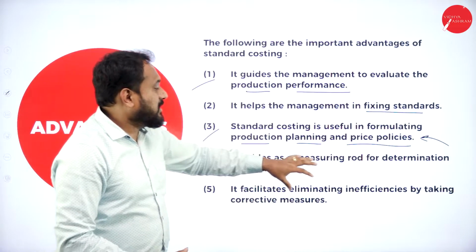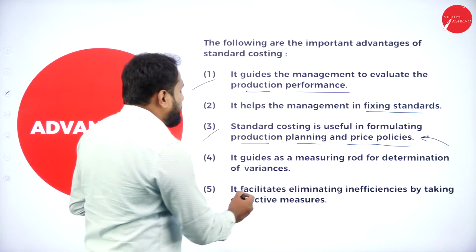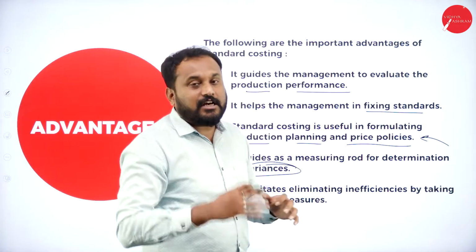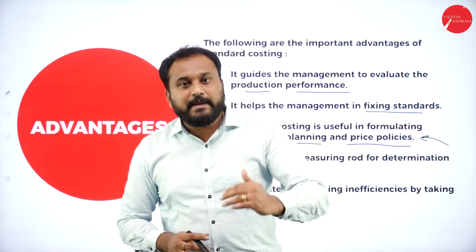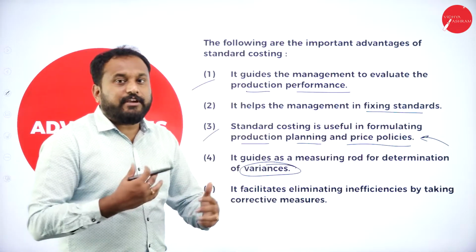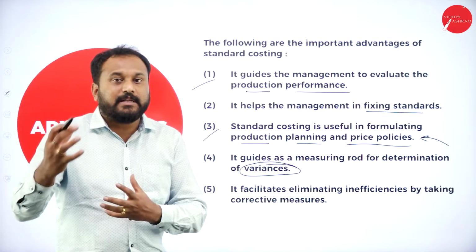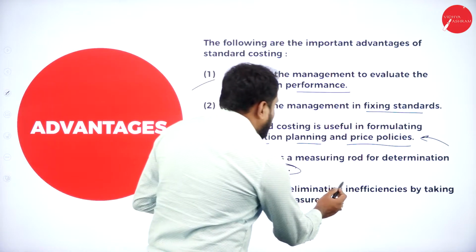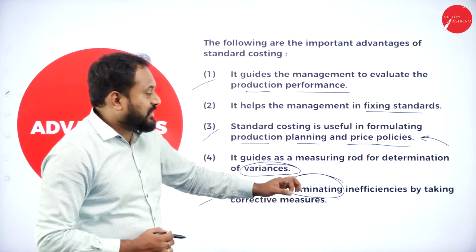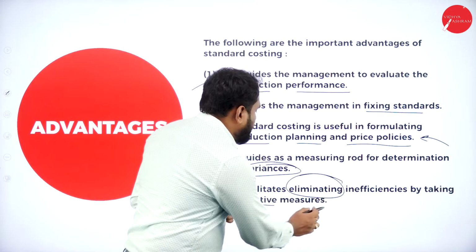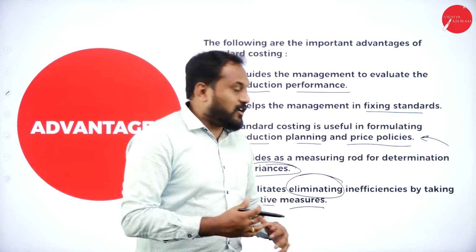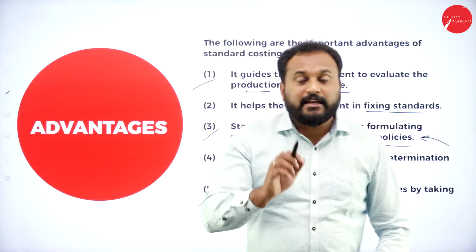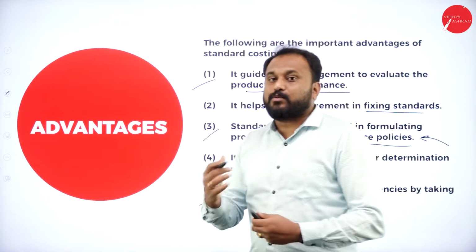It serves as the measuring rod for determination of variances. Any kind of variance that is there, it will tell you where exactly the variance is. You need to understand that there will be a variance, because a lot of variations happen with the cost, price, as well as the usage. And lastly, it facilitates eliminating inefficiency by taking corrective measures. Wherever there is any inefficiency, standard costing will detect that and then remove it. That is what the standard costing advantages are.